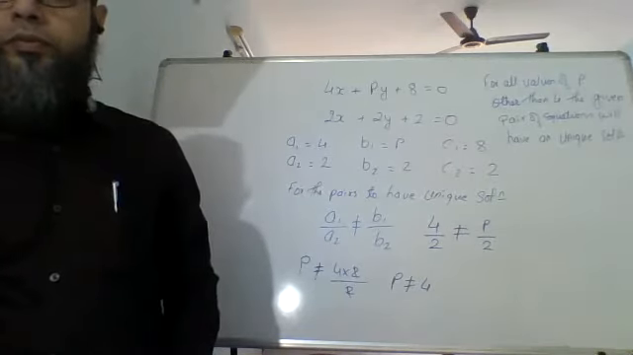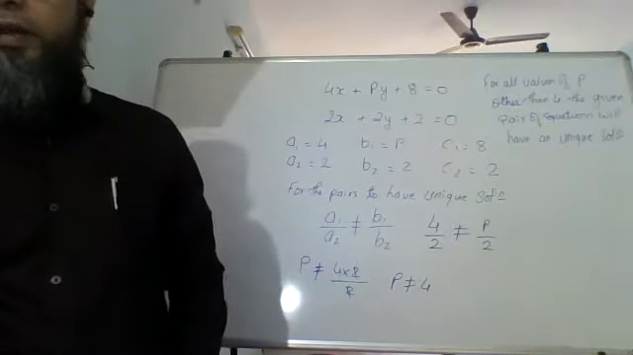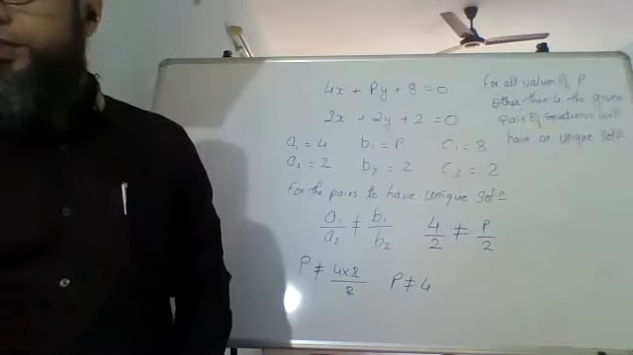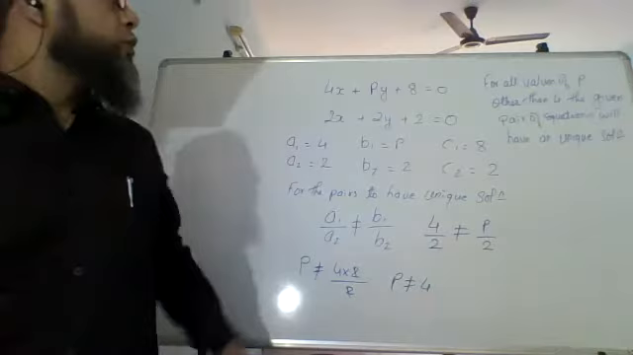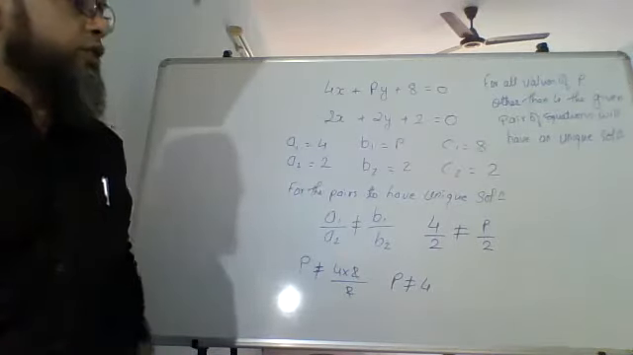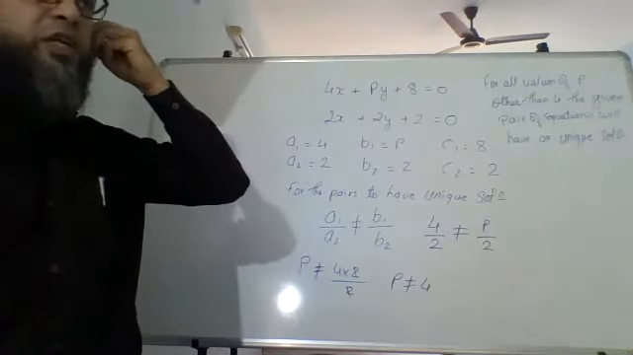So the question was, for which value of P does the pair of equations have a unique solution? First of all, these are the equations that are given. Now it has to have a unique solution. First of all, we'll write the values of A1, A2, B1, B2, C1, C2.